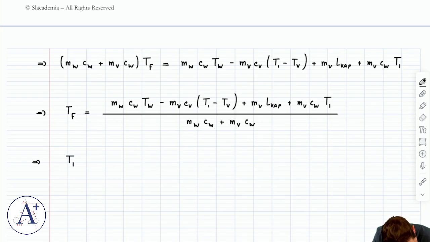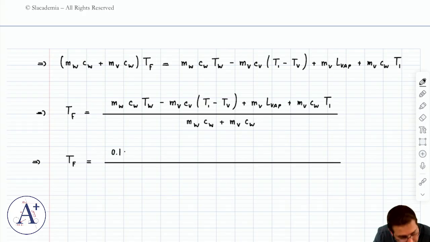Okay, so T final is going to be: mass of water is 100 grams, that's 0.1 kilograms. Specific heat of water is 4,000. It's a little more than that, in fact, but this is just rounded to make things easy. Temperature of water is 20, and doing everything in degrees. Mass of vapor is 0.05. Specific heat of vapor is 2,000.